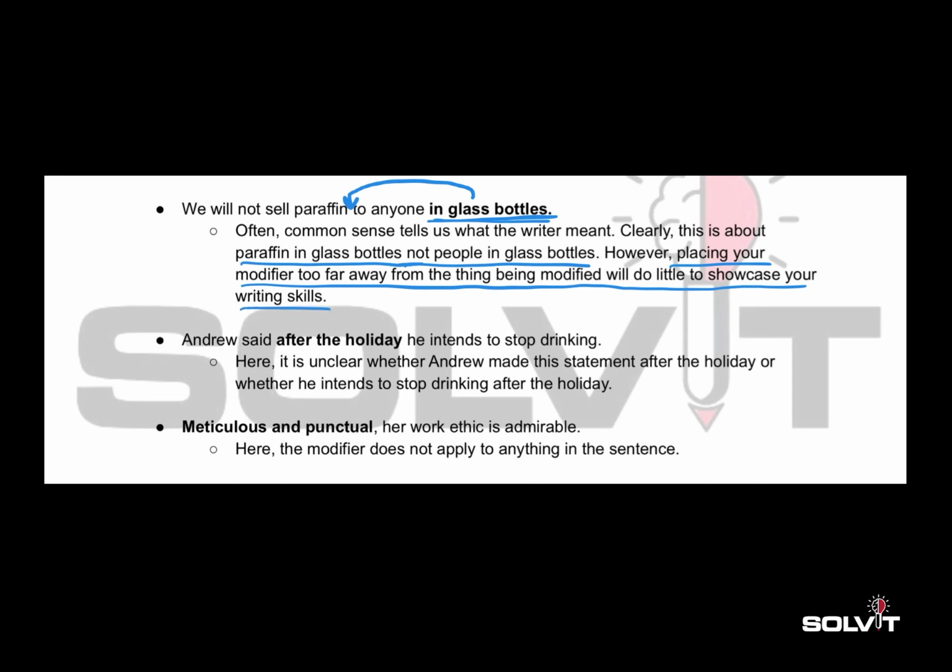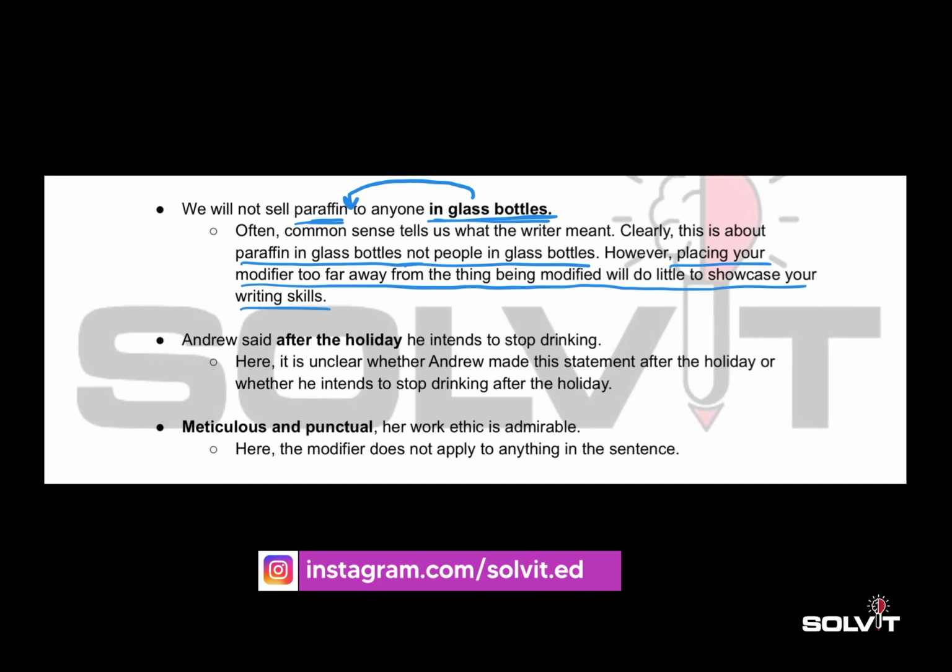That means that when you place your modifier too far away from the subject of the sentence, right? So our main subject, the thing we are talking about over here is paraffin. Now the word paraffin is very far away from the modifier, right? And when you do that, it really changes the meaning of your sentence, and it makes your sentence very unclear and very incorrect also, right? As we saw over here. So we're gonna try and avoid doing that, and we always have to place our modifier as close as possible to the subject or to the thing being talked about in the sentence. Okay, so let's read the next example.